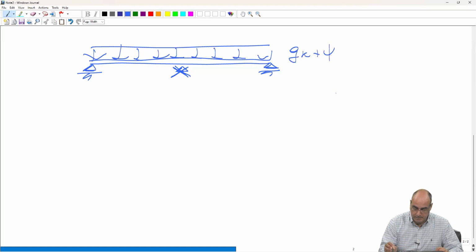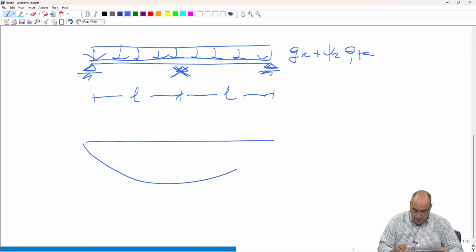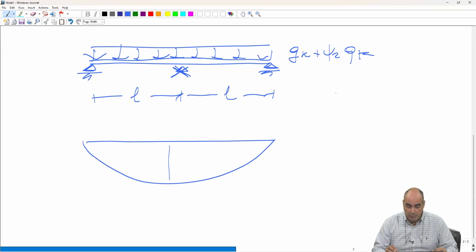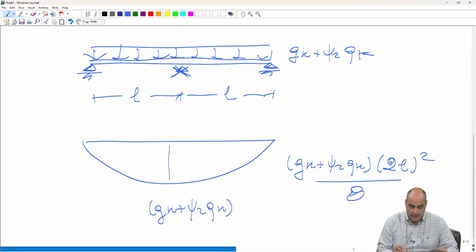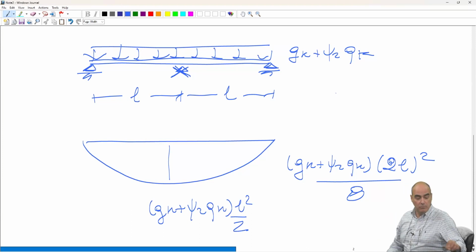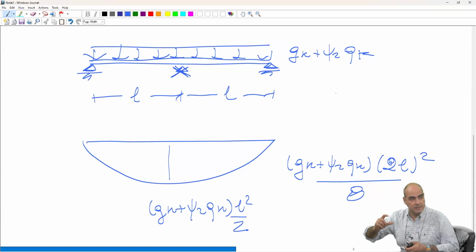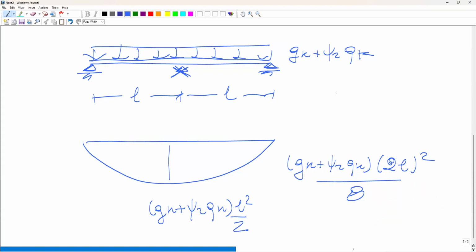Here you still have gk plus psi 2 qk, and this is L, and this is L. But in this case, your bending moment has become something like this. And this maximum value is gk plus psi 2 qk times 2L squared divided by 8. So you have gk plus psi 2 qk L squared over 2. So not only has your bending moment gone from negative to positive, but it is 4 times larger.